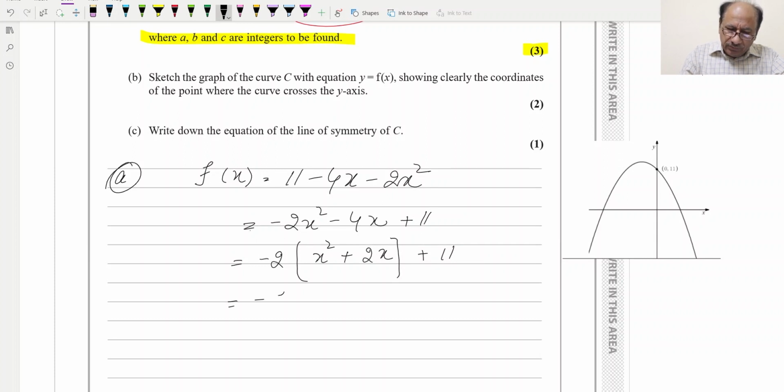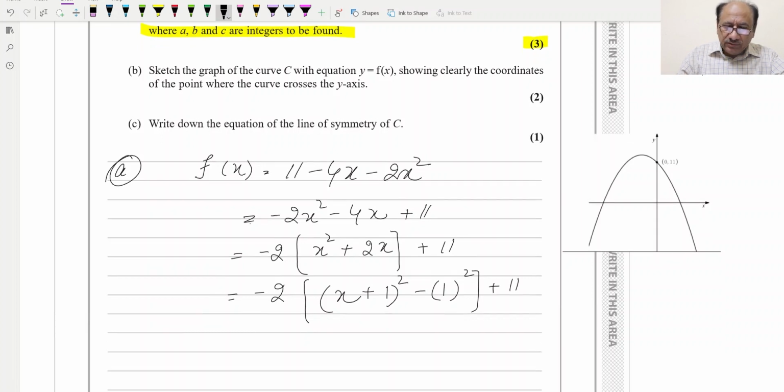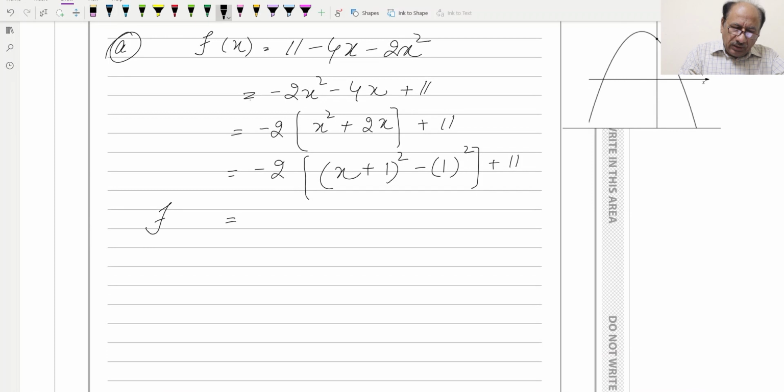Now we will apply the completing square technique, and that will be x and copy the sign. This is plus, so it will be plus, and half of 2 will be 1, so 1 squared, and minus 1, this minus is always minus, so this is how we are writing a completing square. Now our f of x will be equal to, we will open this bracket and we can write minus 2 into x plus 1 squared, and minus into minus will be plus 2, and plus 11. So this is resulting to 13.